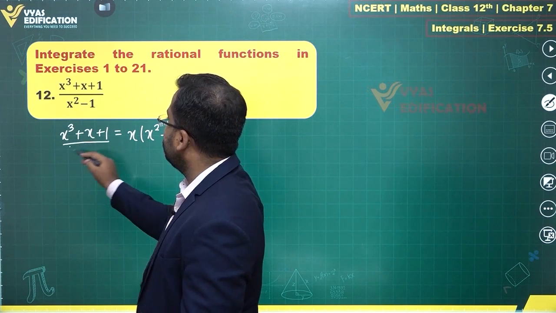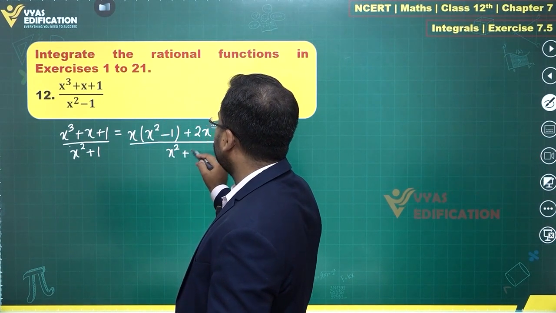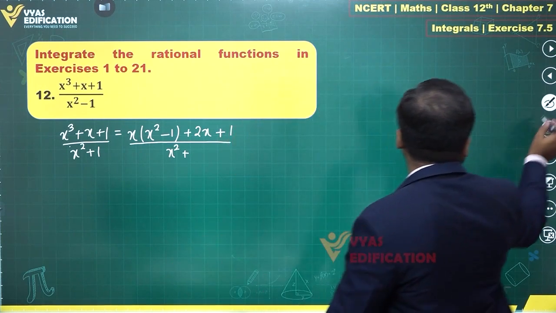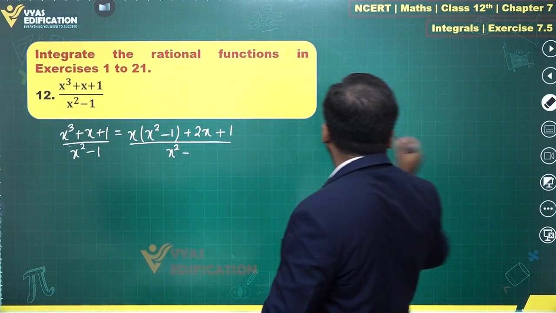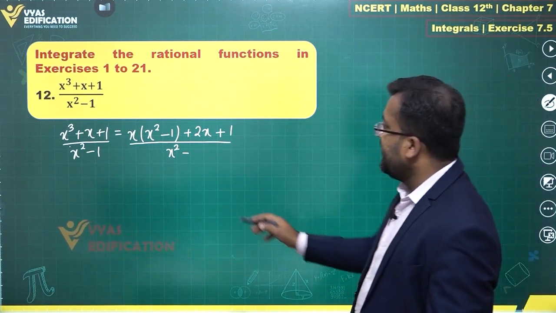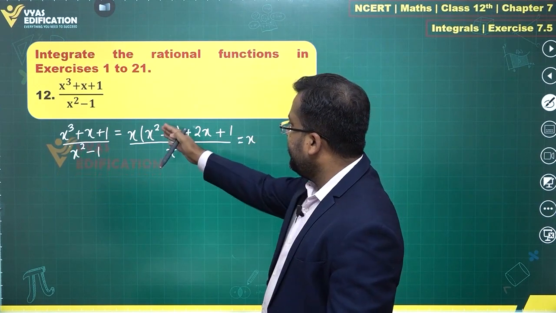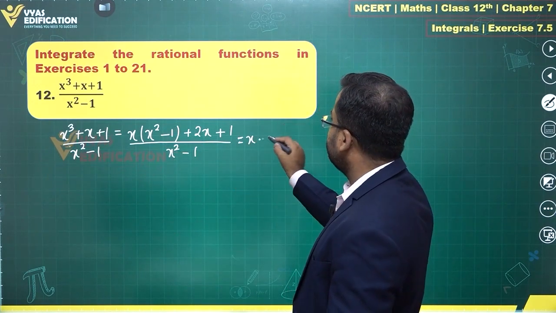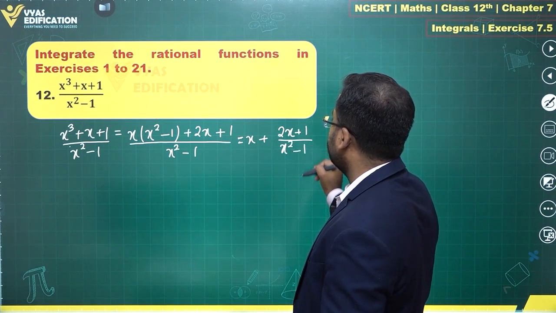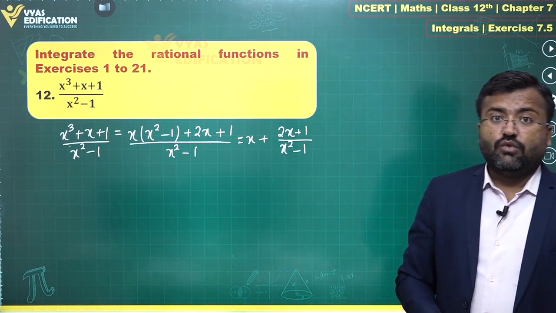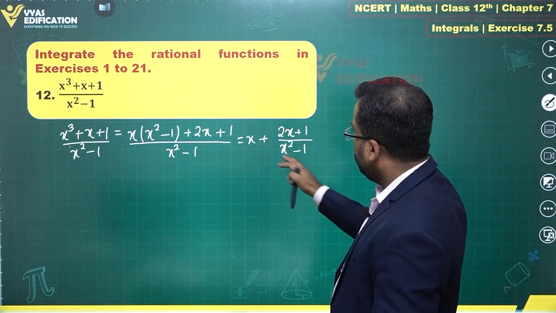Yes, so this is x square minus 1, not plus 1, x square minus 1 is over here. And this further simplifies to, on dividing this by this you get x, on dividing this remaining thing, this is 2x plus 1 upon x square minus 1. Okay, and what next? So this integral is pretty simple. Yes, this is integrable. What about this remaining one?